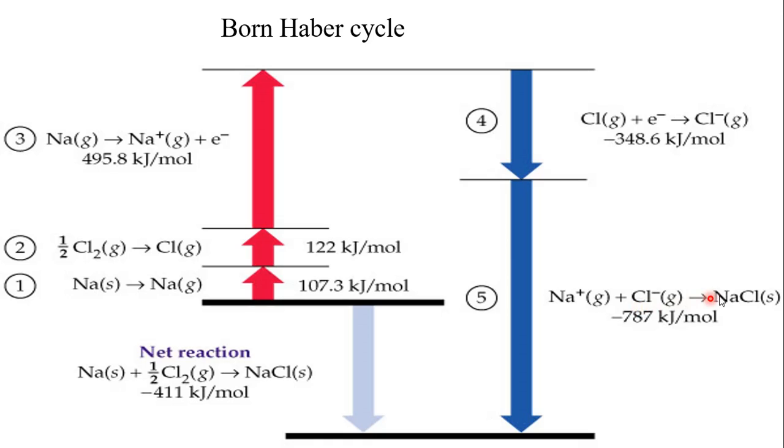And as here sodium chloride is formed, energy is released, and it is equal to how much? Minus 787 kilojoules per mole. Now when you add all these quantities, then you will get the crystal lattice enthalpy. So the crystal lattice enthalpy is the enthalpy change. Its value is positive because energy is required to separate these cations and anions.